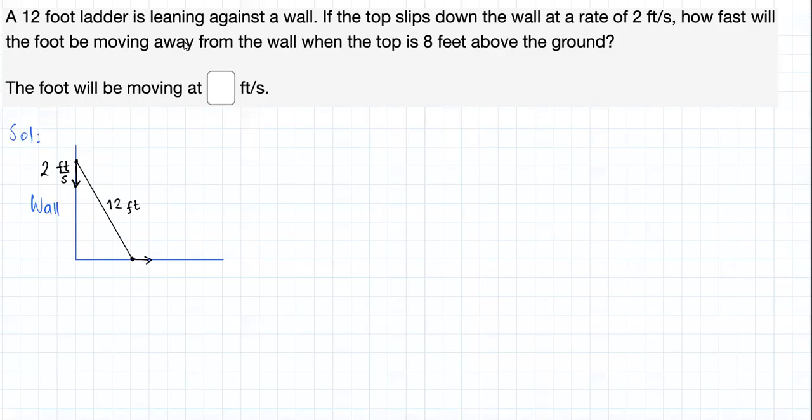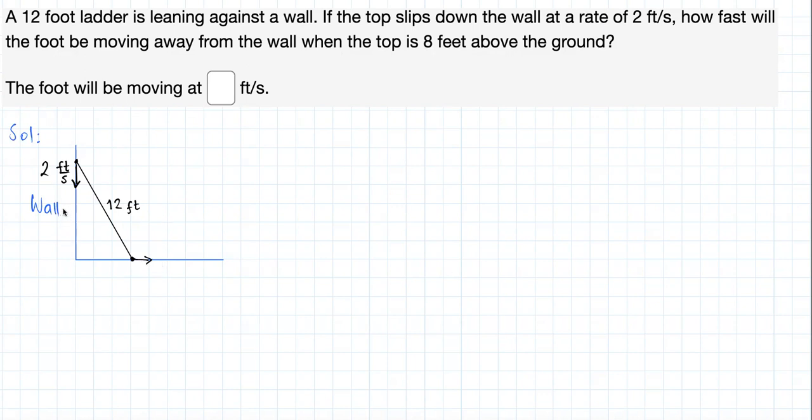A 12-foot ladder is leaning against a wall. If the top slips down the wall at a rate of 2 feet per second, how fast will the foot be moving away from the wall when the top is 8 feet above the ground? Okay, the top of the ladder is falling at 2 feet per second, and as a consequence of that, the bottom is moving to the right.